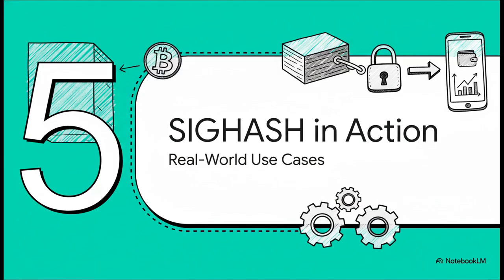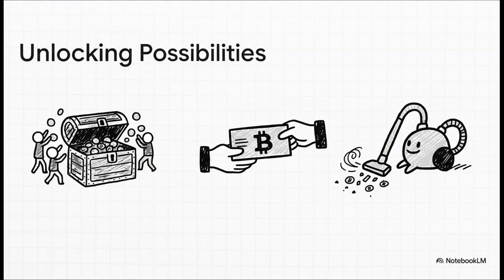Okay, this is all fascinating theory, but what can you actually do with all this? Let's look at how these flags make some incredibly powerful real-world applications possible. By mixing and matching these flags, you can build some incredible things that would just be flat out impossible otherwise. We're talking about things like trustless crowdfunding, real digital bearer assets, and even services that help clean up the network.